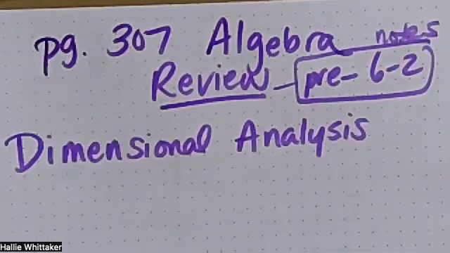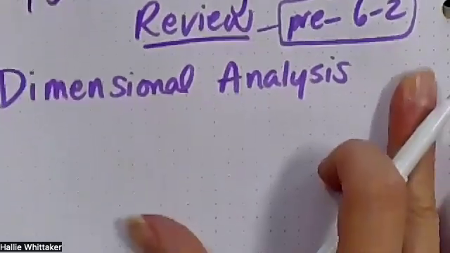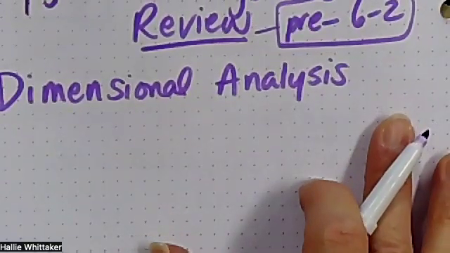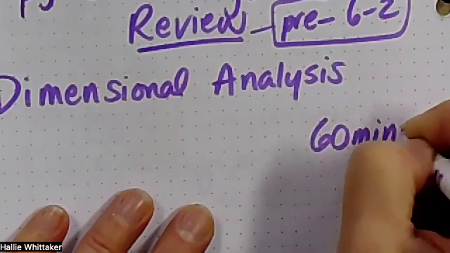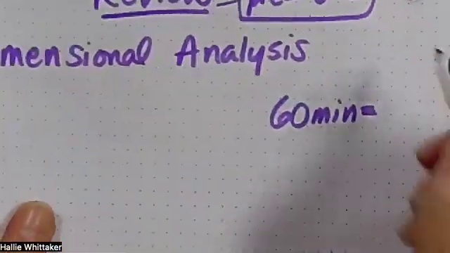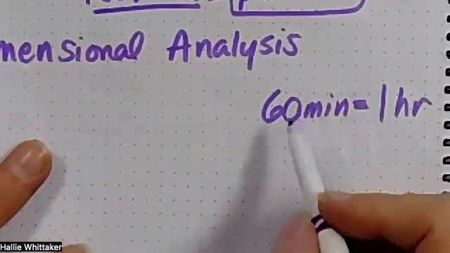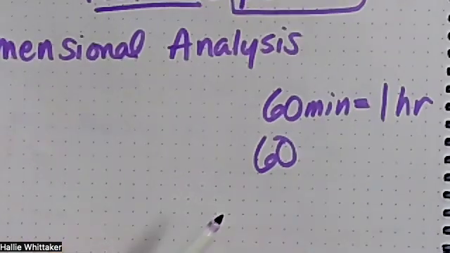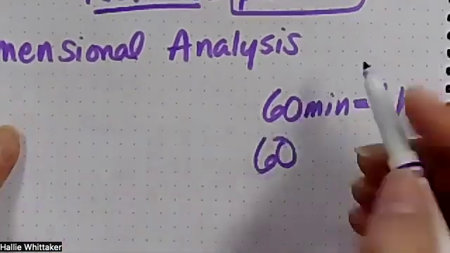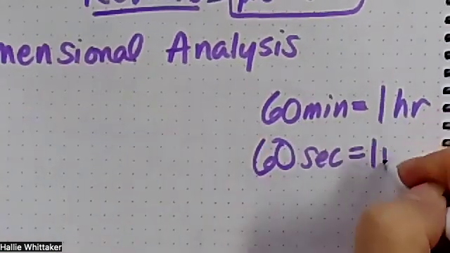Okay, before we get into examples, let's go ahead and write down some conversion units. 60 minutes equals what? 1 hour. Yeah, so let's build up some of these to have for reference. 60 seconds equals what? 1 minute.